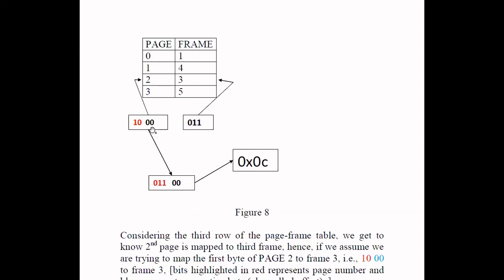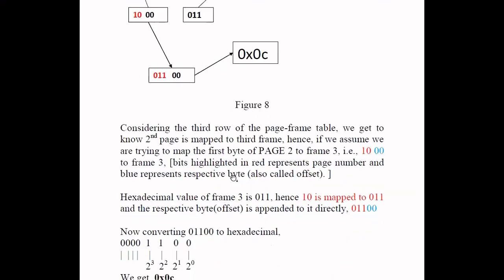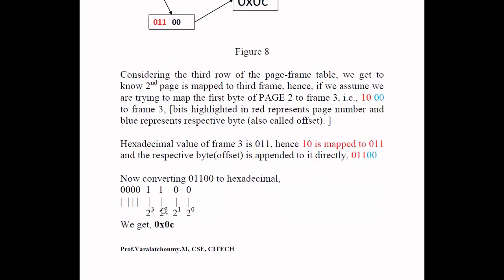Thereafter, I am just retaining the byte value, that instruction, because I'm talking about the first byte in that particular page. So it is 01100, the frame and the byte. Now together I'm getting that 5-bit combination. I have got the frame and the respective byte over here. Now finally, in order to get the actual physical address, this value is converted into the hexadecimal value. To get clarity about the hexadecimal value, I have just mentioned it over here.